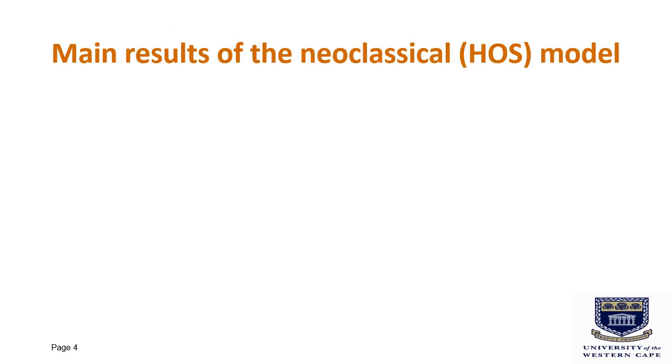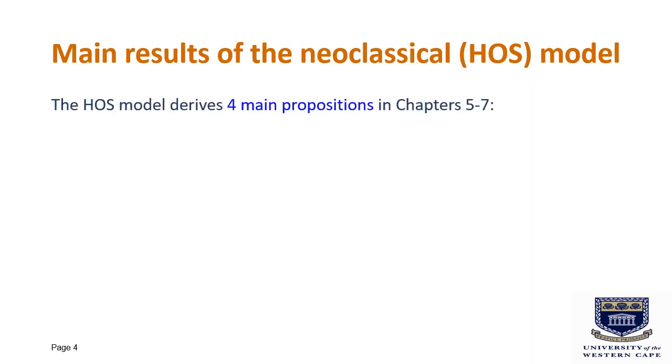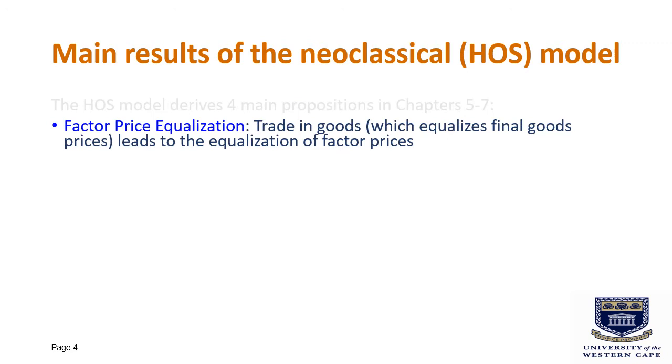So there are 4 main results of the neoclassical model, 4 propositions that we need to discuss. I'm not going to do the word for word explanation. You can go and read what is on the slides, go and read your book and maybe do a deeper explanation. I'm going to try to put this in layman's terms or use examples to make them easier. So let's look at the first proposition, factor price equalization.